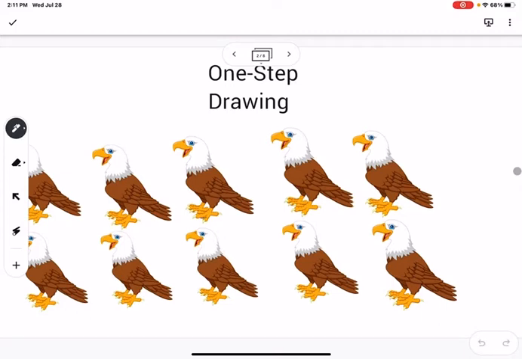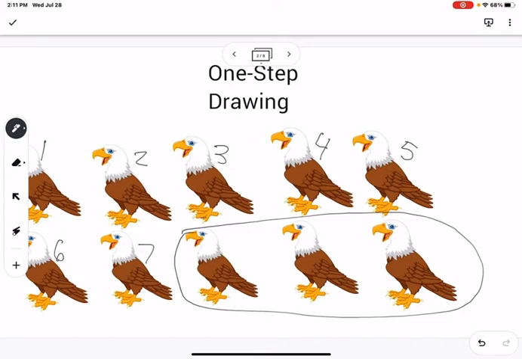So let's see. We have 1, 2, 3, 4, 5, 6, 7. These are our 7 that were left on the cliff. And it asks how many flew away. There's 3 out of our 10 that flew away. So the answer to our problem is that 3 flew away.